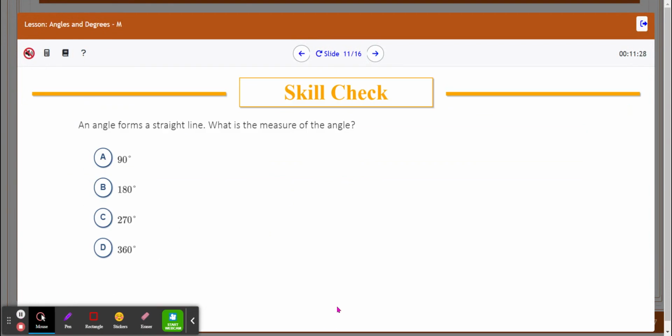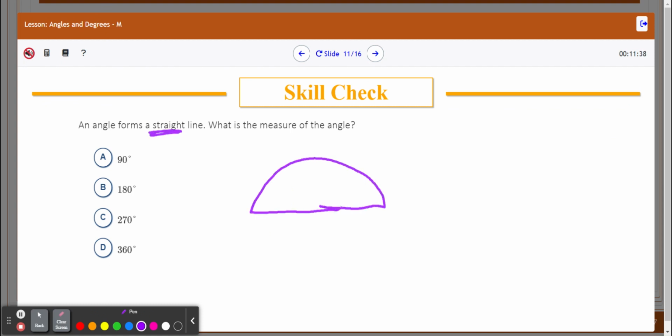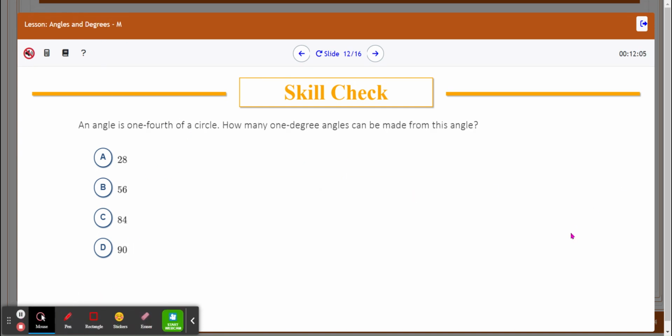Let's look at another problem. It says an angle forms a straight line. What is the measure of the angle? Well, remember, a straight line is halfway across the circle, and all straight lines are 180 degrees. So the measure of the angle of a straight line is 180 degrees.